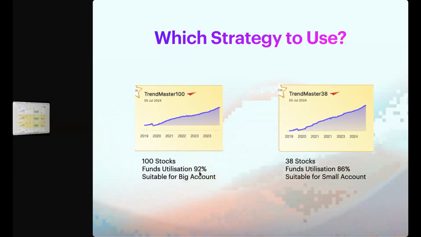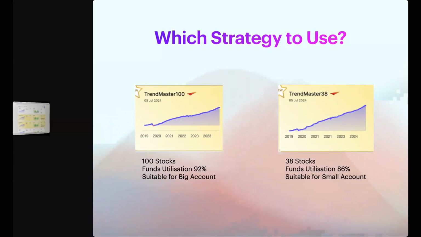Now, if you have a small account, let's say you got 5,000 and you try to run Trendmaster 100, that is not so cool. Why? Because it will take a lot of trades, which means your 5K will be invested in a very, very short time, which is no good. So for a small account, you want to use Trendmaster 38 instead. If your account is less than $10,000, I would say it is better you use Trendmaster 38 so that your account will take trades slower and will not use up all the funds in a short span of time.